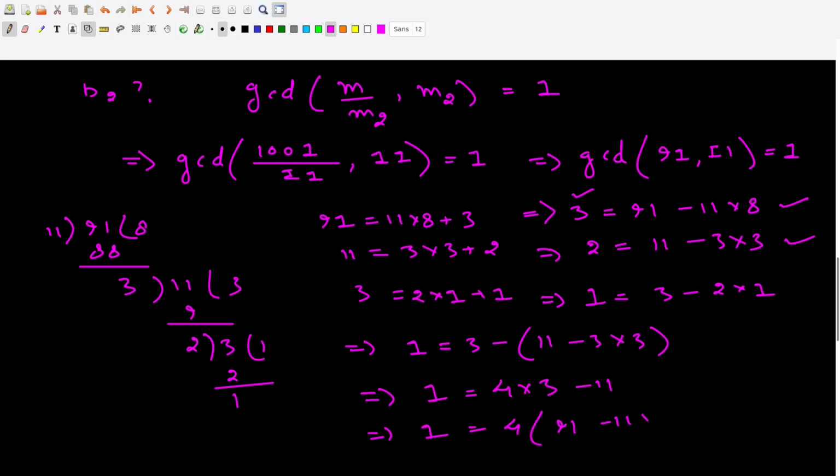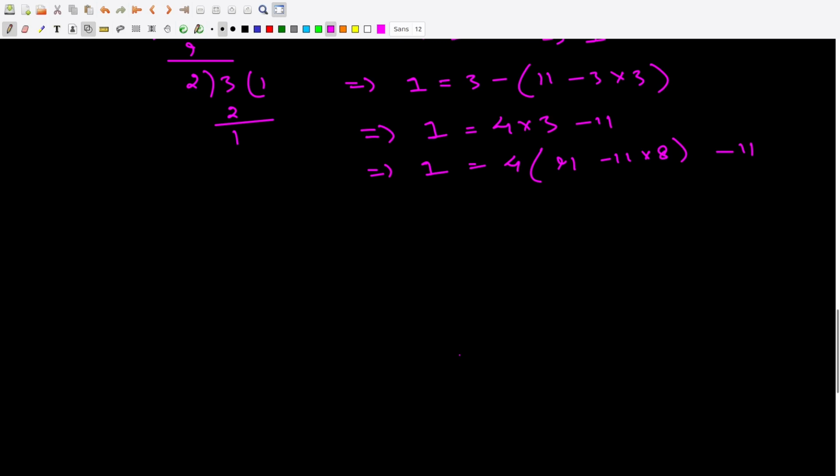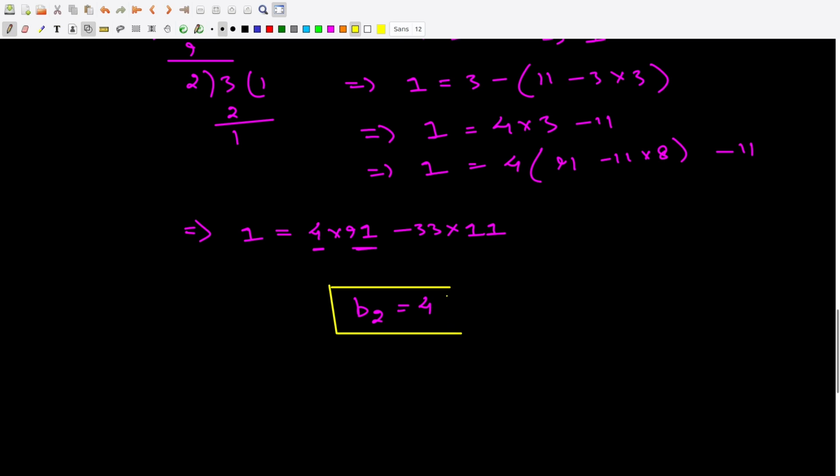91 minus 11 into 8 minus 11. Okay, and if you solve it further, what we will get is basically 1 equals 4 times 91 minus 33 times 11. So the value of b2, so we wanted to find this, b2 is this multiplicative inverse of 91, so the value of b2 is 4.